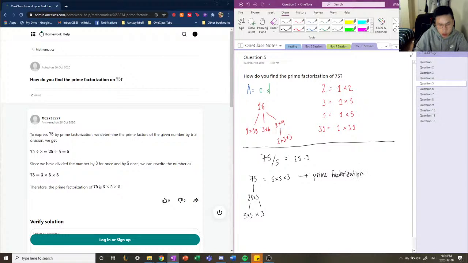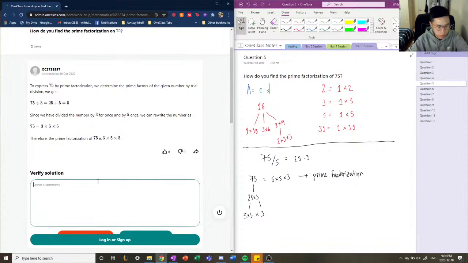All right. So these are the prime factorization of 75. In the same case, in my previous example, the prime factorization of 18 can be characterized by 2 times 3 times 3. So that is another prime factorization. So yeah, that's how you do the prime factorization of a number. So this solution is correct.